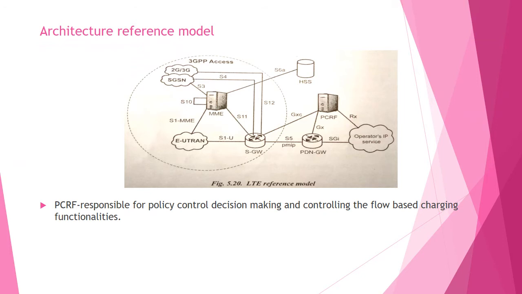The architecture reference model contains two distinct components, that is, one is the access network and the other is the core network. In the access network, it has the E-UTRAN part, and in the core network, it has the EPC part. In the EPC, we have the home subscriber server. The home subscriber server contains the whole user's profile, and it can track the activities of the user. That is, it contains the AAA function: authorization, authentication, and accounting.